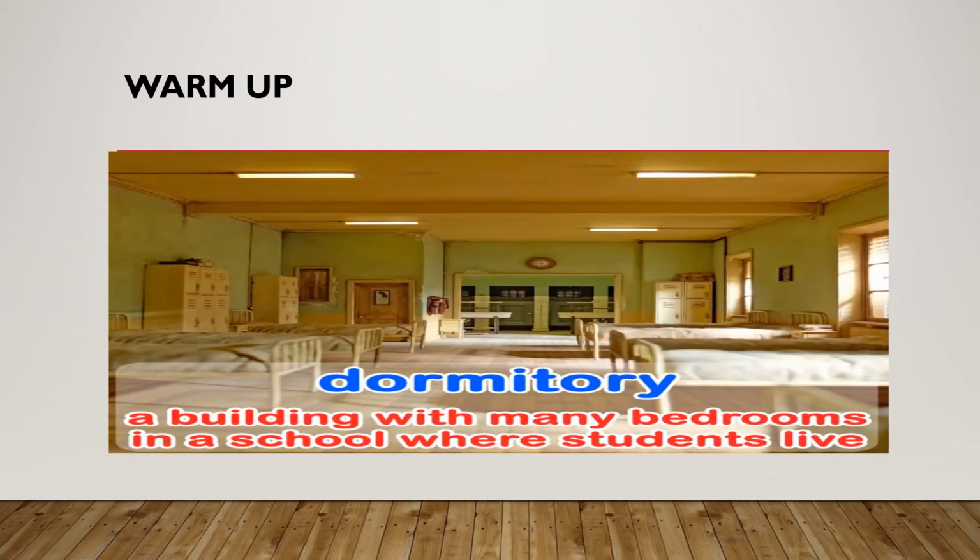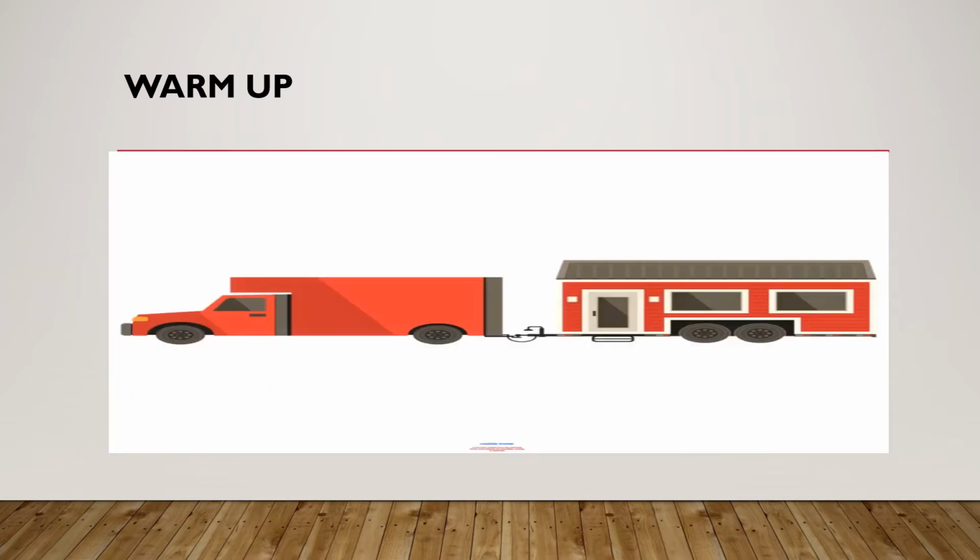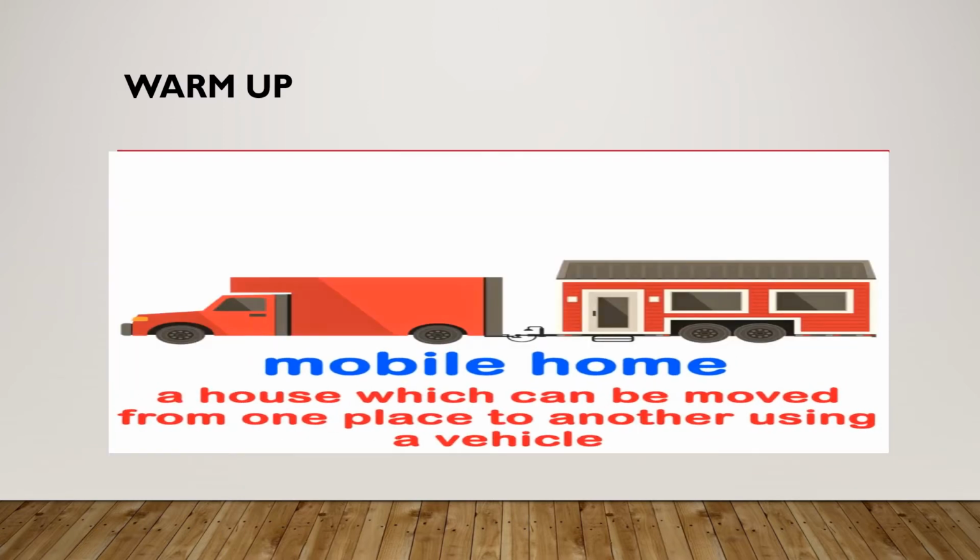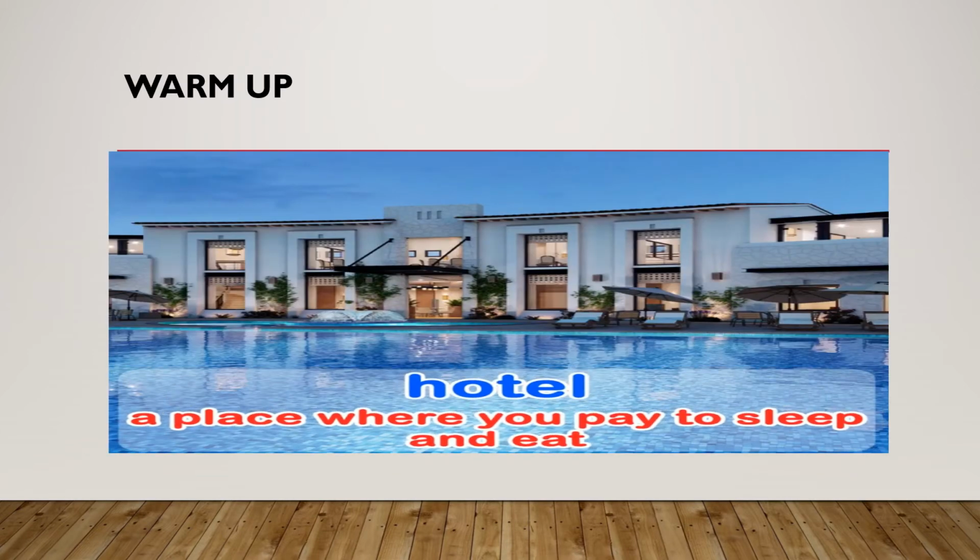Dormitory. A dormitory is a building with many bedrooms in a school where students live. Mobile home. A mobile home is a house which can be moved from one place to another using a vehicle. Hotel. A hotel is a place where you pay to eat and sleep.